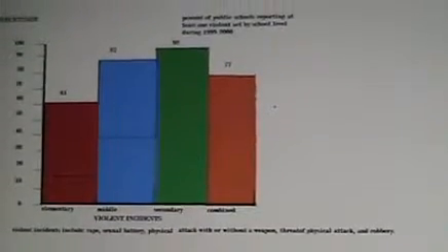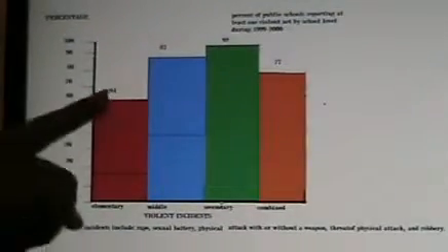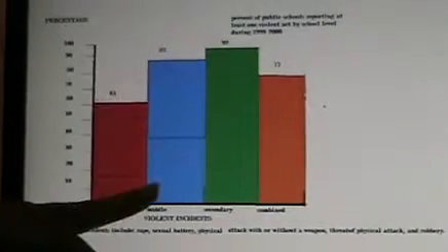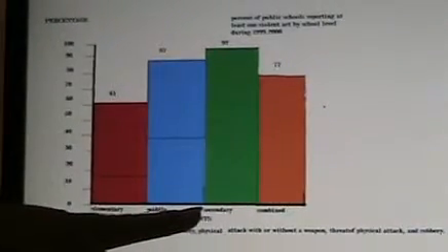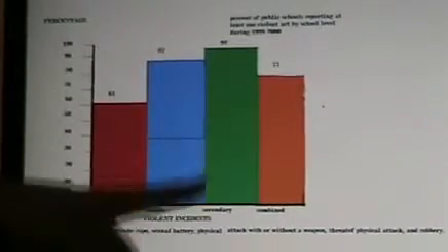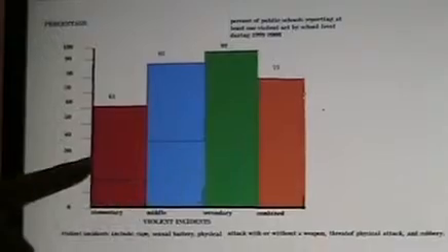My next graph shows the difference of violence that occurs in different school levels. For example, you have elementary here, middle, and secondary. The school level that receives the most violence is the secondary, high school, versus elementary, 92% to 61%.